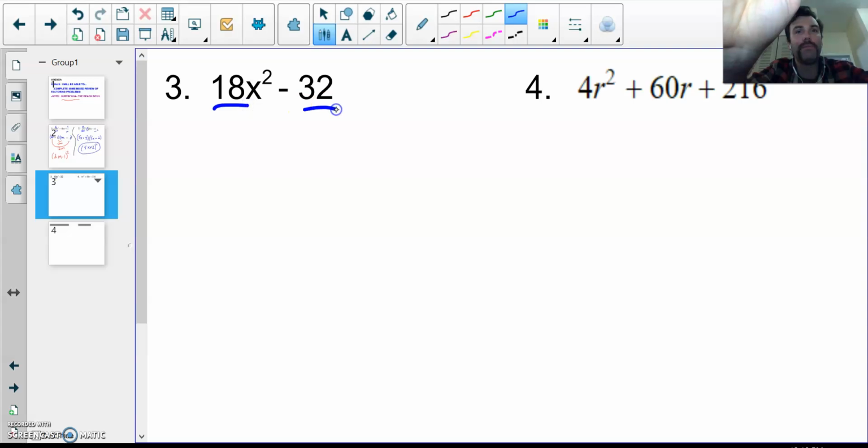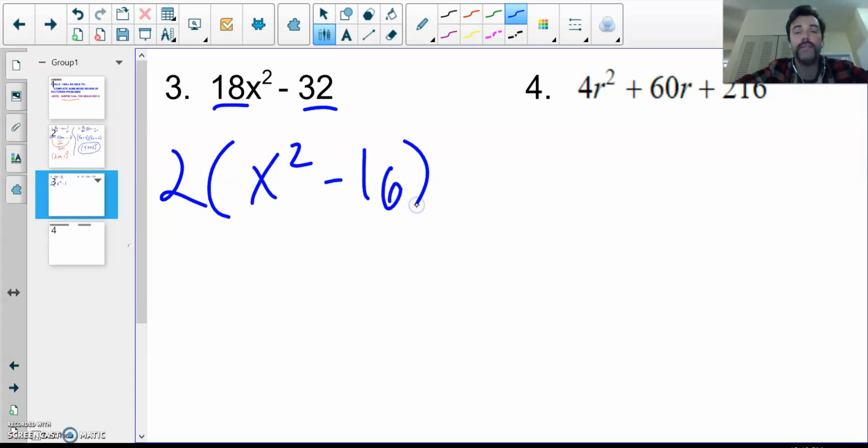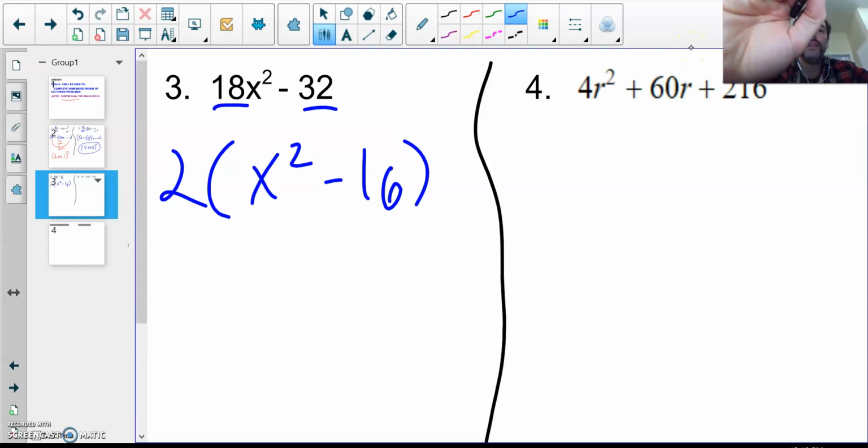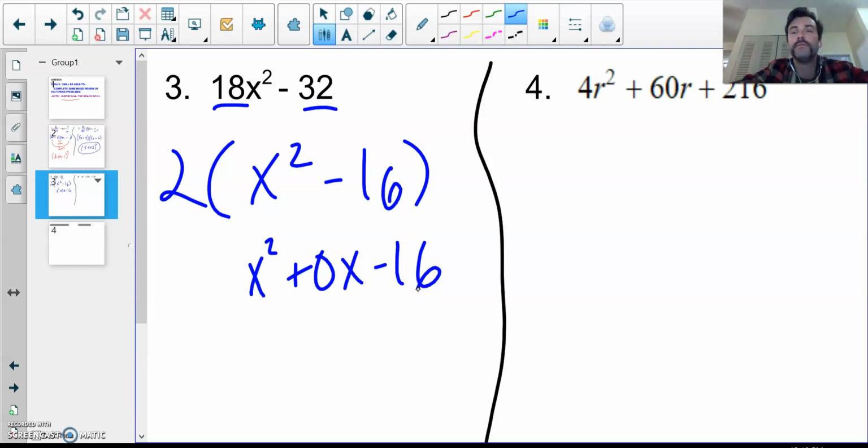The greatest common factor between 18 and 32 is 2. This becomes x squared minus 16. Now I'm looking at, all right, I have 2 terms here. That means really it's x squared plus 0x minus 16. This is a difference of 2 perfect squares. Our perfect square that's attached in front of our x squared is 1. Remember, you can think about there being a 1 there, and the square root of 1 is 1.